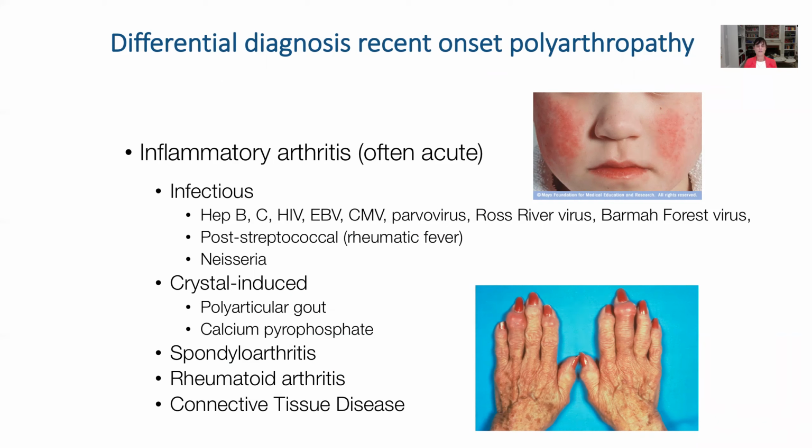Crystal-induced arthritis is often a monoarthritis as mentioned, but sometimes it may also cause an oligoarthritis or a polyarthritis, whether it be due to polyarticular gout, as shown in this picture here, with inflammation in the distal interphalangeal joints, or calcium pyrophosphate deposition, which causes a pseudo gout type picture, often in very elderly women, affecting the wrist or knee. As mentioned, the different forms of spondyloarthritis, rheumatoid arthritis, and connective tissue diseases may also cause a polyarthropathy, although these do tend to be more chronic.